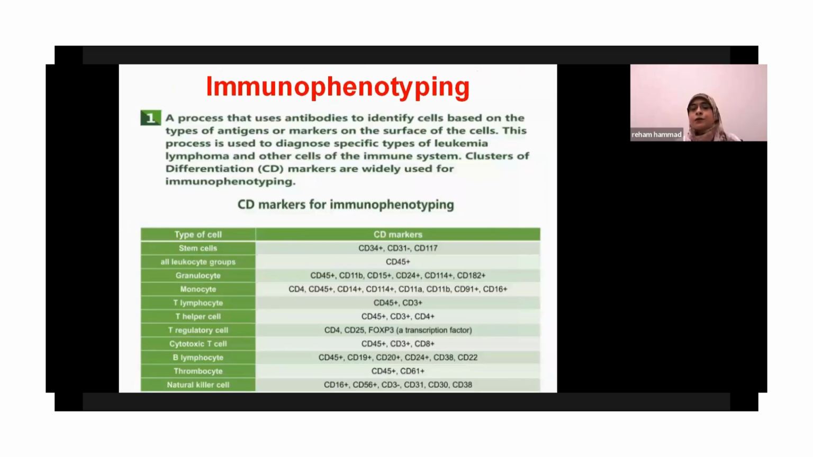So defining immunophenotyping as a simple definition, it's a process by which antibodies are used to identify cells based on the types of antigens or markers on the surface. So saying that, you will have to understand that dealing with flow cytometry is actually dealing with the antigenic structure on the surface and in the cytoplasm and in the nucleus of the cell. Without knowing what you are looking for, you are going nowhere.